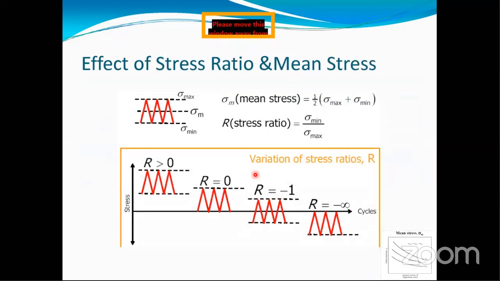And these can be seen here also. Here we can see R is greater than 0. Both maximum stress and minimum stress are positive. Here maximum stress is positive, minimum stress is 0, loading and unloading to 0, loading, unloading to 0. But in this case, you can see it is varying between.